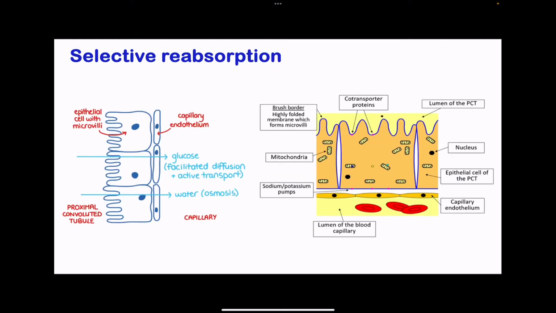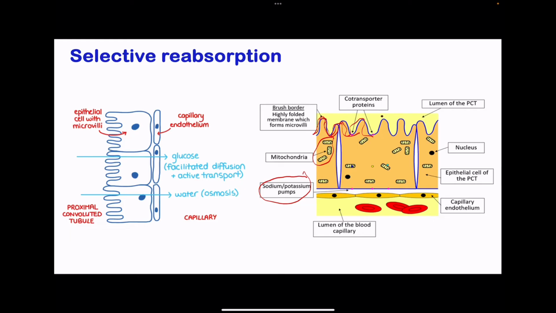Here we have an example of how selective reabsorption can occur, and you can see in the region where it occurs there is a lot of mitochondria. The mitochondria are there to carry out respiration, provide ATP, because the uptake of some of these substances is going to be by active transport. We can see there are sodium-potassium pumps for the uptake of these ions by active transport. We also see more folding around the membrane. There are a lot of microvilli to increase the surface area for the reabsorption of these substances.